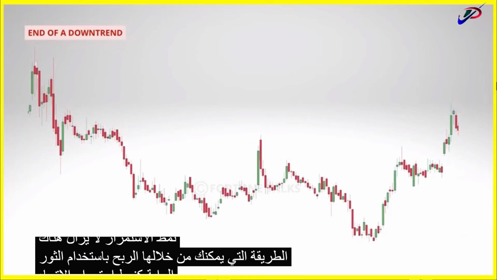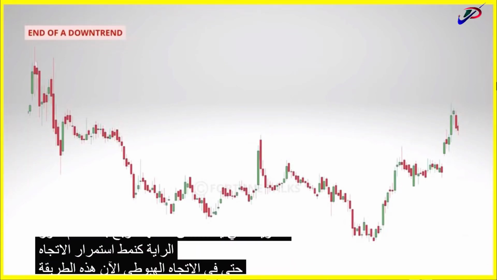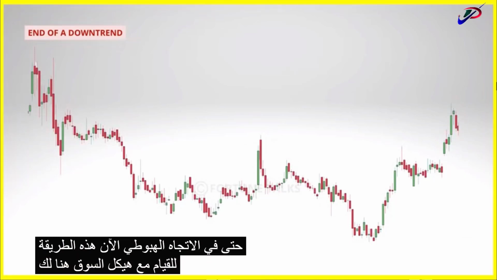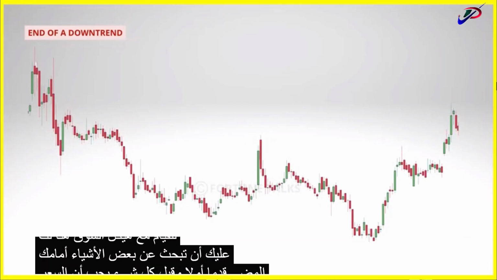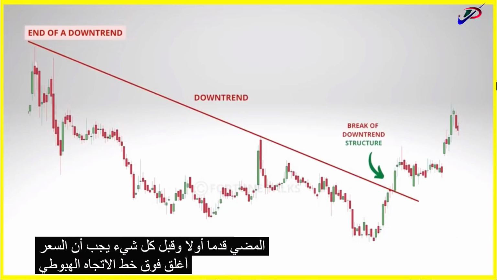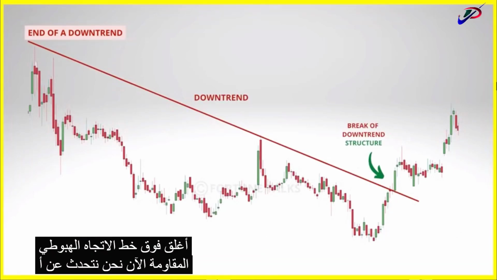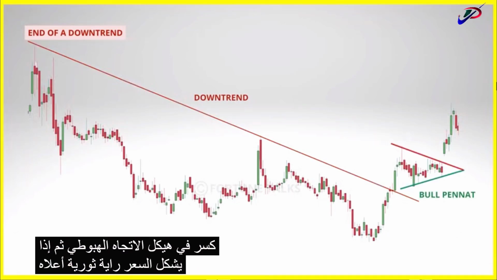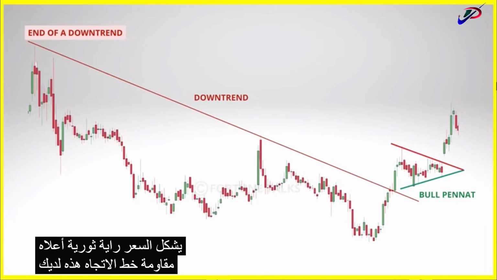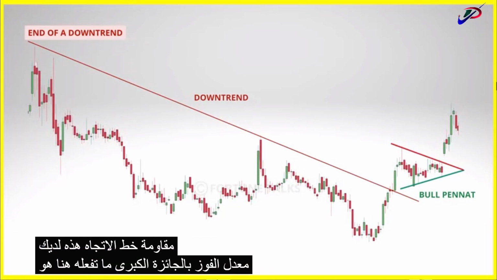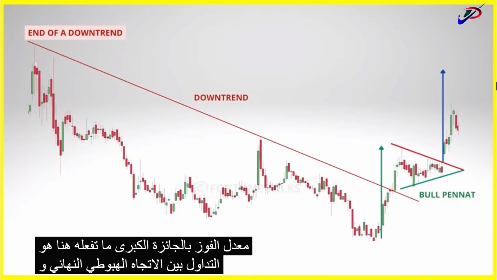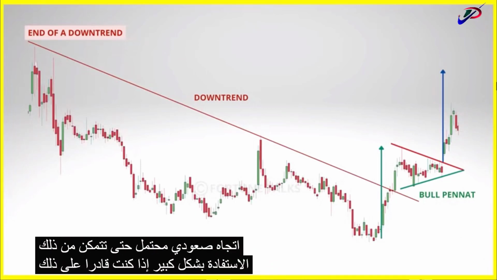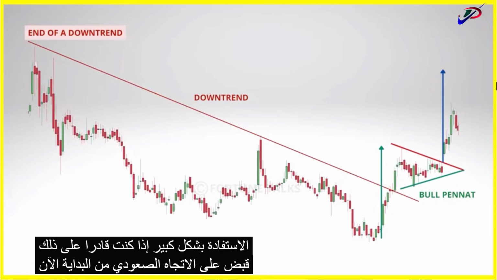Even though the bull pennant is a trend continuation pattern, there's still a way you can profit by using it even in a downtrend. Now, this method has to do with the market structure. Here you have to look for a few things before you proceed. First of all, the price must close above the downward trendline resistance. Now, we are talking about a break in the downtrend structure. Then, if the price forms a bull pennant above this trendline resistance, you have a jackpot trade. What you're doing here is trading between an ending downtrend and a potential starting uptrend. So you can benefit tremendously if you are able to catch the uptrend from the start.